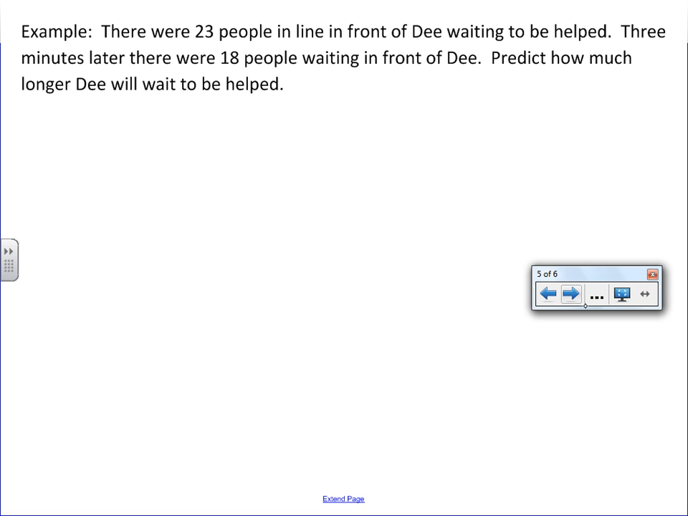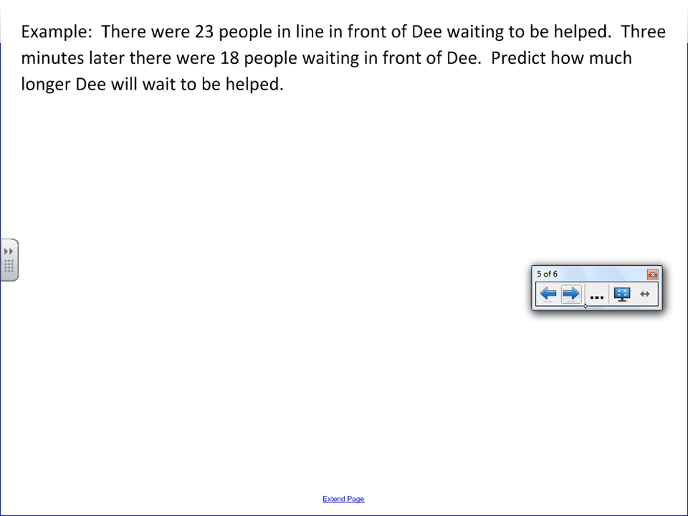So the reason that they say predict here is we don't know that every person is going to take the same amount of time. We don't even know what she's in line for. Maybe it's at the grocery store, maybe it's at the bank, whatever it is. There are 23 people in line in front of her, and we're supposed to predict based on what they've given us how much longer she's going to have to wait before it's her turn.